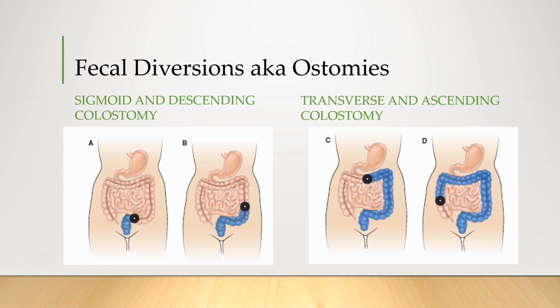Because the stool is exiting the large intestine, the stool is typically soft to formed, and if it's in the sigmoid colon, it can be just as firm and formed as a normal bowel movement exiting the rectum.